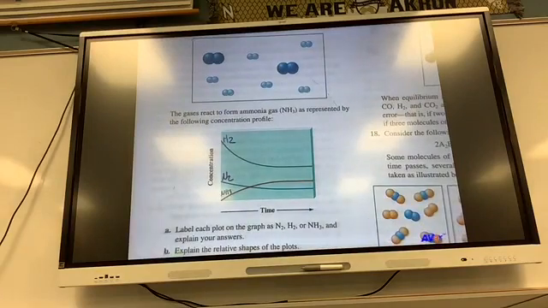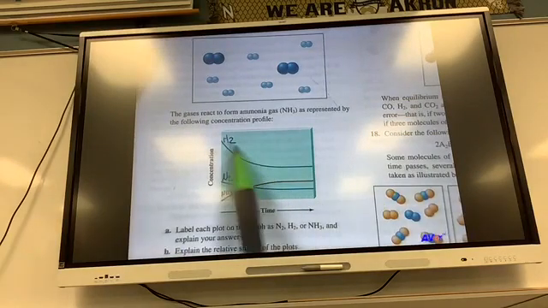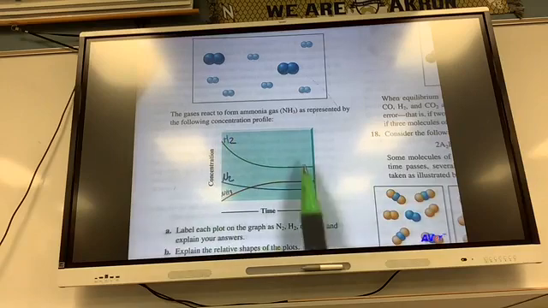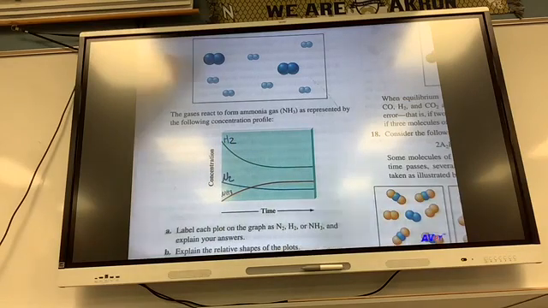Explain the relative shapes of the plots. Well, I just did. H2 and N2 are reactants, so you start with them. There's more H2 than N2. When is equilibrium reached? It's reached right here. How do I know? Well, that's when everything's flat, so my forward reaction and my backward reaction are constant. So that is number 12.